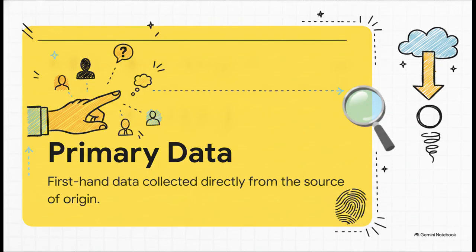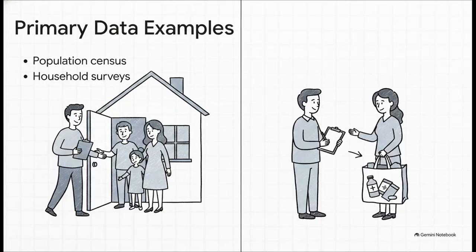The absolute key word for you to remember here is firsthand. It is totally original in character because you're going straight to the source of origin to get it. You aren't borrowing this data, you are out there discovering it. To ground this in reality, let's look at a couple of concrete examples. A national population census? That is a massive, massive undertaking of primary data collection. Enumerators literally go door to door, gathering original facts directly from households.